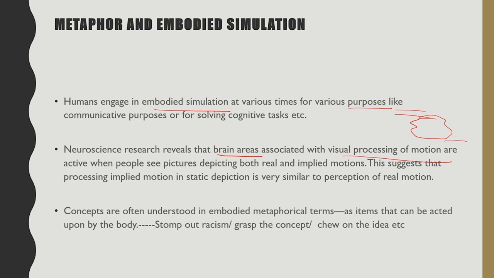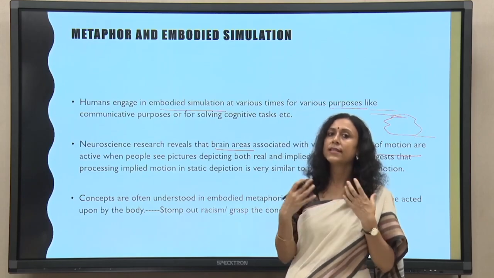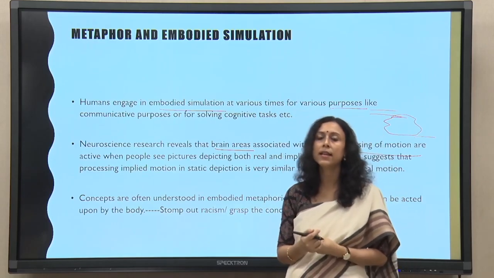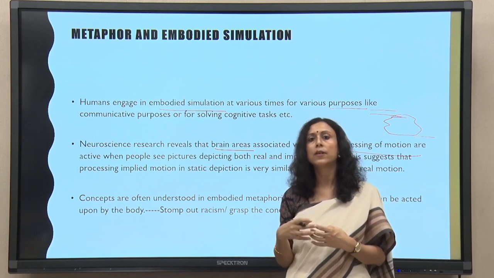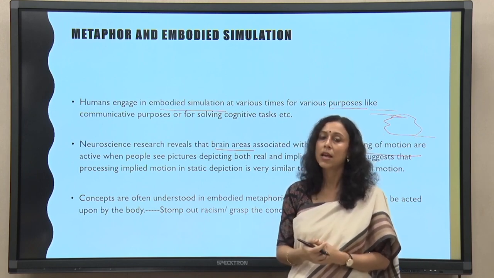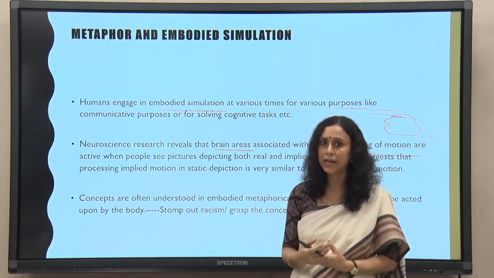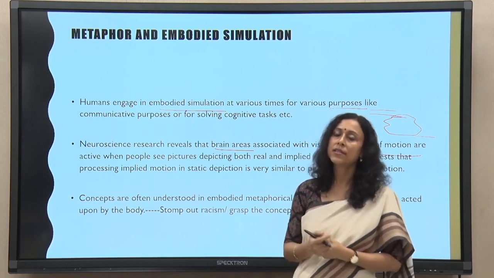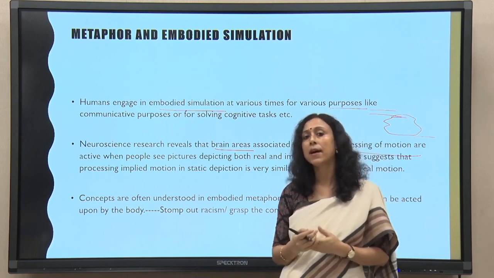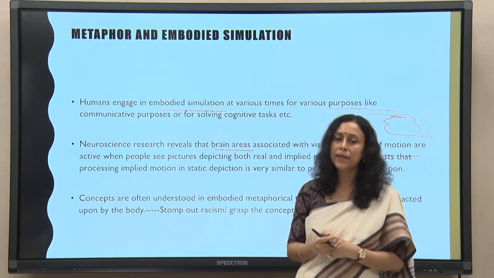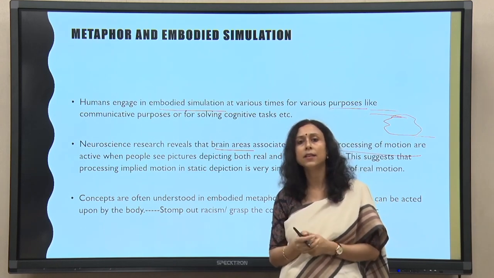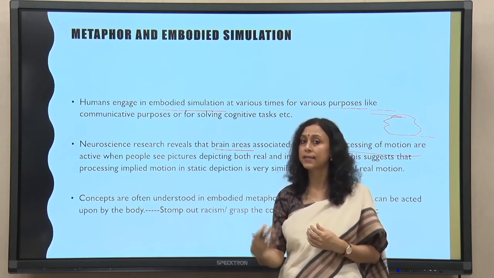What that means is that we simulate. So, when we see an implication of a thing happening in front of us, even if it is not really happening in real terms, we still are able to understand by simulating it. So, we are basically recreating the event in our brain in order to make sense of it.